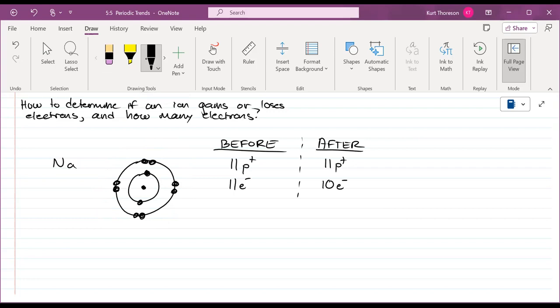What type of charge would sodium have after it loses that 1 electron? Positive by how many? 1. So the reason why it lost that electron and ended up with a positive 1 charge is so that it could become stable. Yeah. We're getting there. We're going to get there.